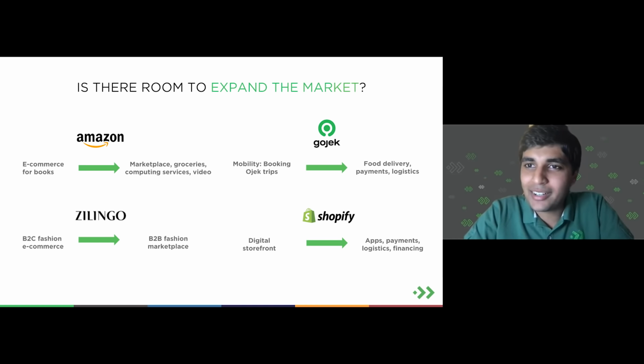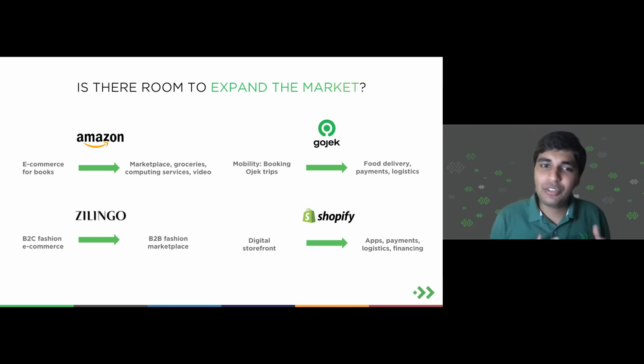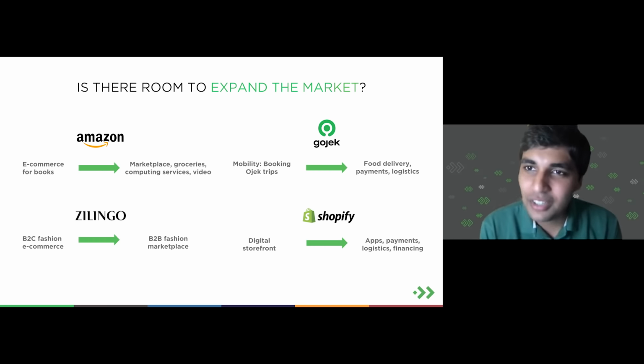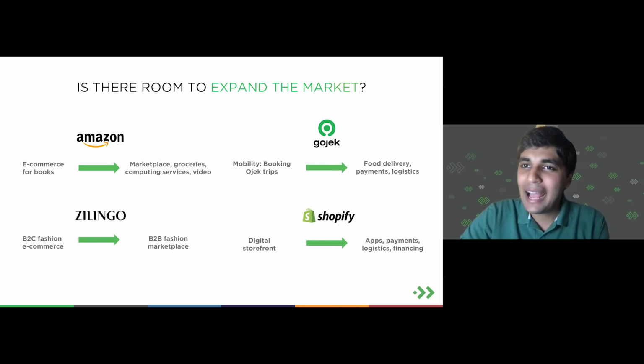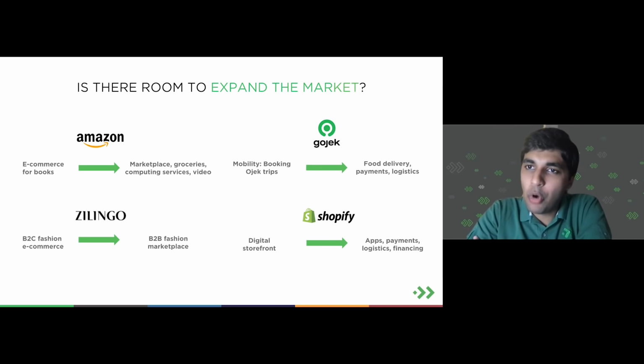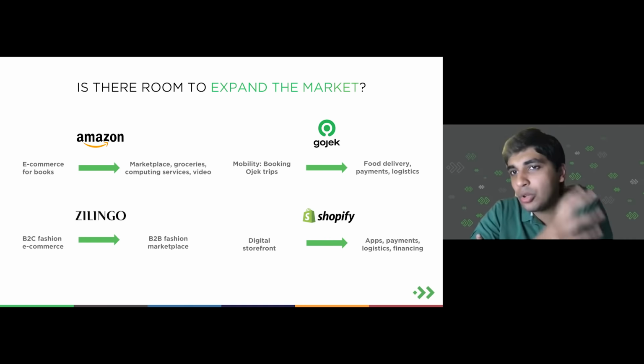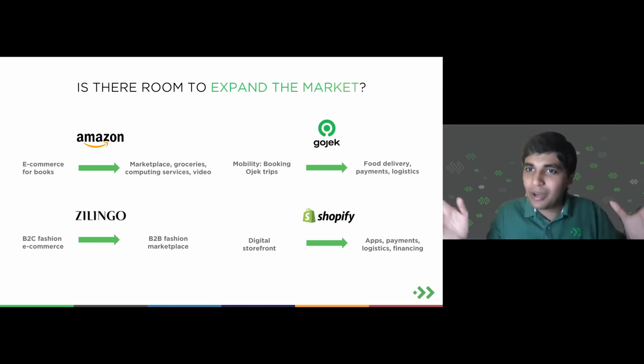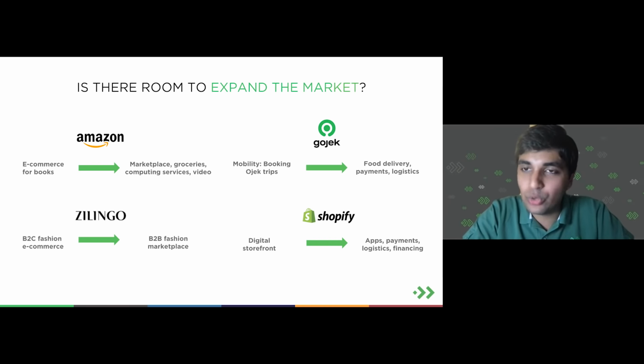Gojek, nearer to us, started with mobility, booking your two-wheeler trips. It is now in financial services, in payments, in food delivery. Zilingo, again closer to home, started with a B2C fashion e-commerce marketplace and is now a B2B fashion marketplace. Shopify, a digital storefront, is now in an app ecosystem, and in payments, logistics, financing. I would say most successful companies start with something small, but if they are successful in that something relatively small, they are able to expand the market and execute very well in other segments as well.